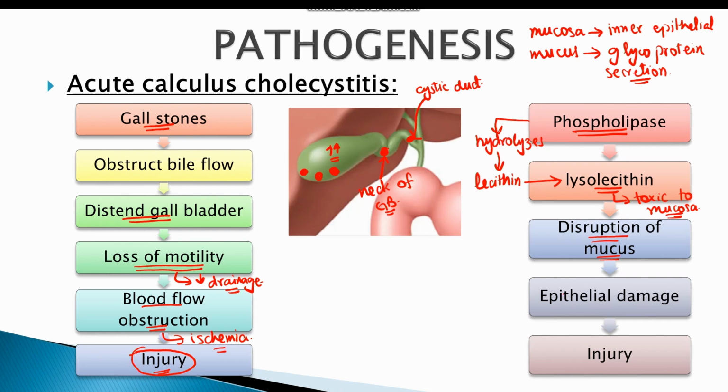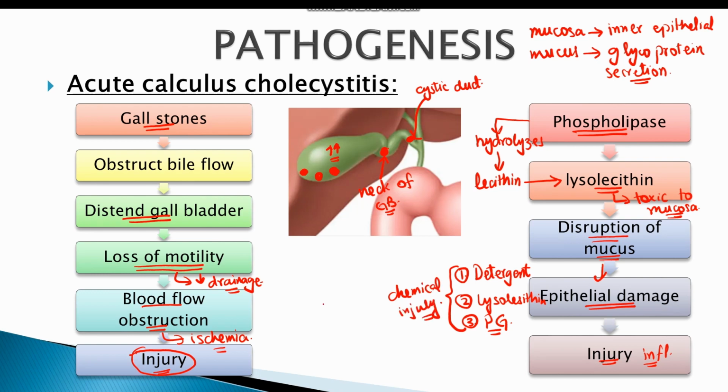So once the mucus layer is disrupted, the lysolecithin damages the mucosa or epithelial layer, hence resulting in the injury and ultimately inflammation. The injury to mucosa is occurring due to, first of all, the detergent action of bile, lysolecithin, and also prostaglandins. So this type of injury is known as chemical injury. So in acute calculous cholecystitis, there is mechanical, ischemic, and chemical injury to the gallbladder.